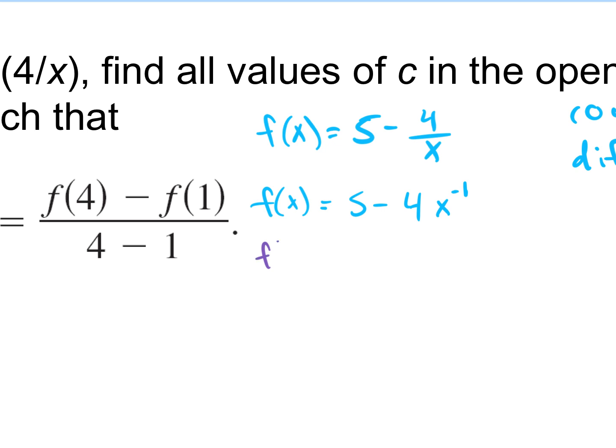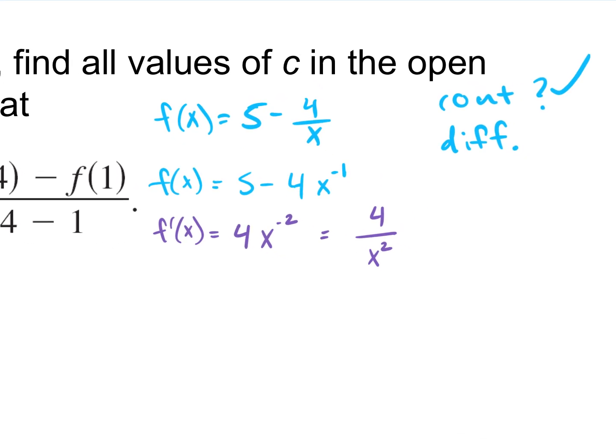So when we find our derivative here, what's the derivative of 5? 0. So negative 4 times 1 would be 4x. When we subtract 1, we get to the power of negative 2. So this is like saying 4 over x squared. What could x not be here? 0. Is 0 in our interval? No, so we're good. It's differentiable on our interval.